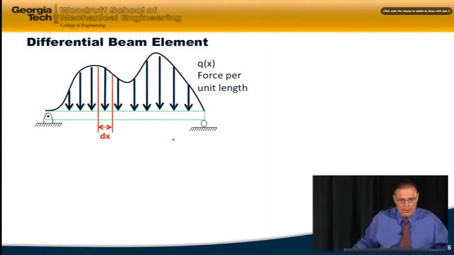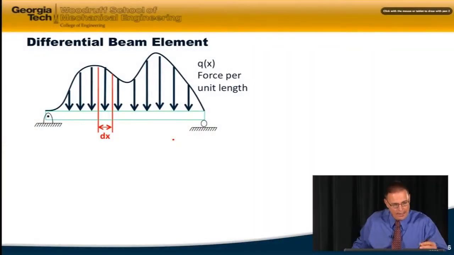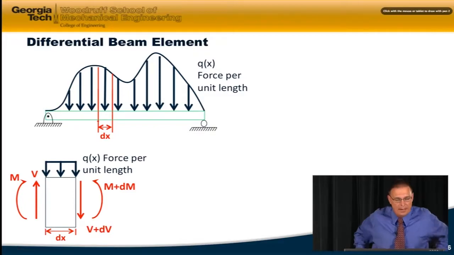So what I'm going to do is go ahead with my pin here on the left, my roller on the right, and this generic arbitrary load or force per unit length Q. And I'm going to look at an infinitesimally small element, or a differential beam element, that's of length or width, if you will, dx. And I can draw a free body diagram of that little differential beam element.